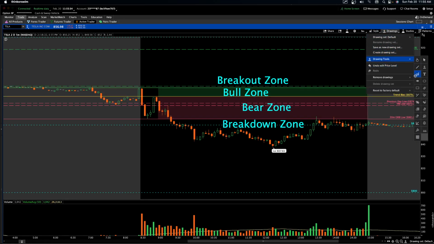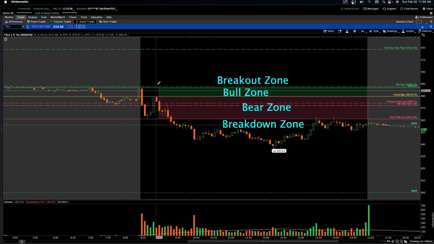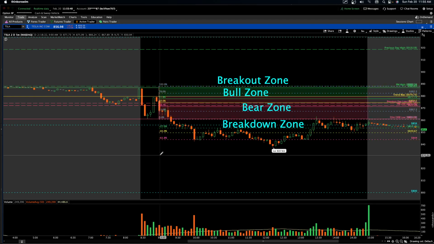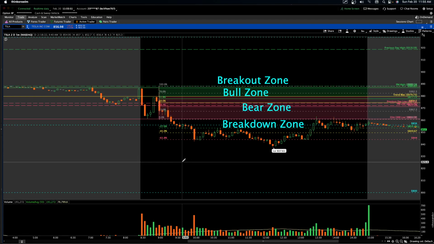Let's see what we have. So we're going to take the ORB high, since we're trading to the downside here, down to the ORB low. Trying to match it up here as best I can. So yeah, there's your fib levels, right?